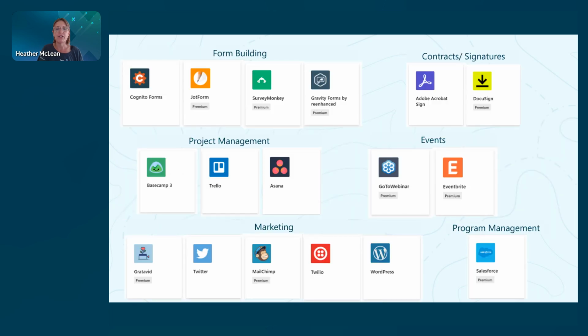And then other prolific connectors that we see our customers use are things like form building or data collection. There's lots of tools available, including SurveyMonkey and Cognito Forms. If you have processes like gift agreements and things like that, where you need signatures, so Adobe Acrobat Sign or DocuSign. Certainly on project management around Asana or Trello or Basecamp, connecting virtual or online events systems to Raiser's Edge NXT events is a pretty common workflow. Some marketing tools like Twitter or MailChimp or Twilio.